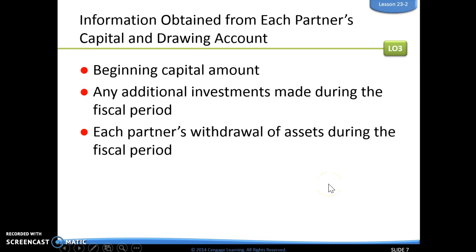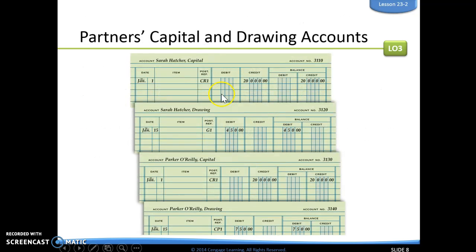Information is obtained from each partner's capital and drawing account. We need to have the beginning capital amount, any additional investments that are made during that fiscal period, and then each partner's withdrawal of assets during the fiscal period. What they're showing us here is our partners' capital and drawing accounts. So here's Sarah Hatcher's capital account and her drawing account. Here's Parker O'Reilly's capital account and drawing account.